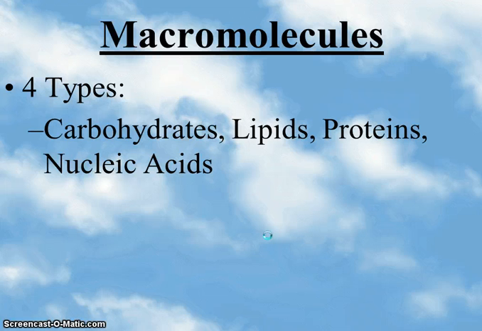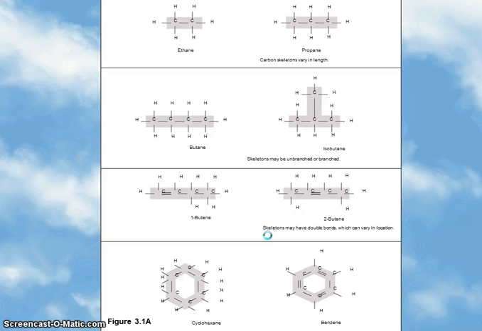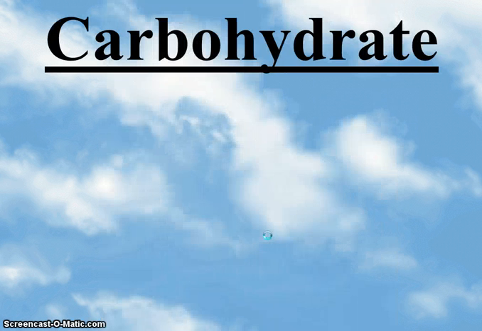There are 4 main types of organic compounds that we'll be talking about. There are carbohydrates, lipids, proteins, and nucleic acids. There's over 2 million different types of organic compounds, just so you're aware. And here are some different examples. Today, we're going to be focusing on carbohydrates.